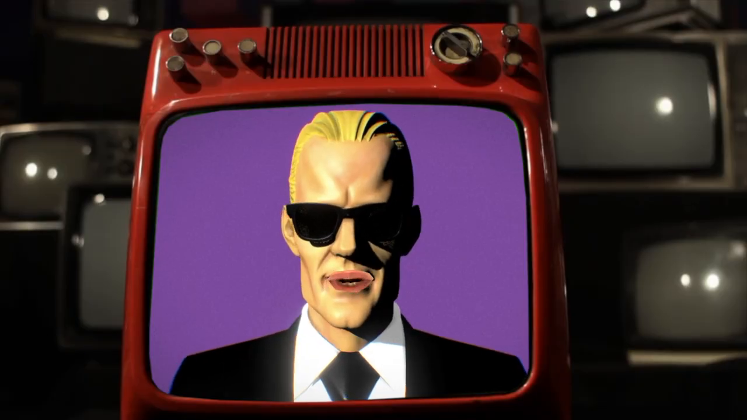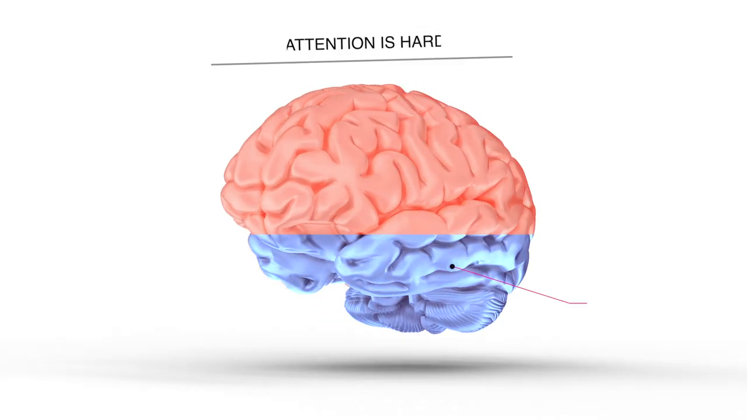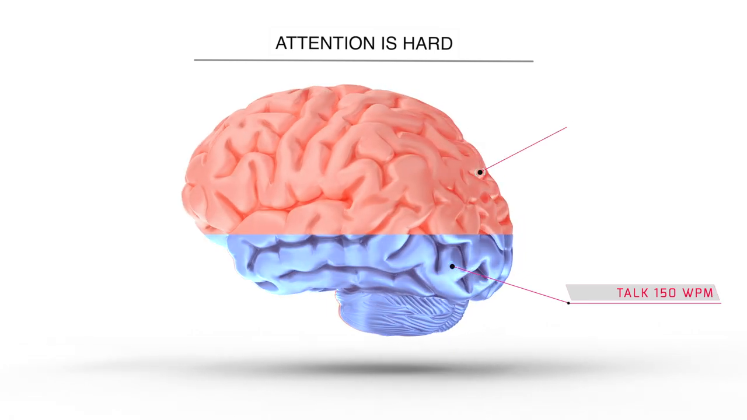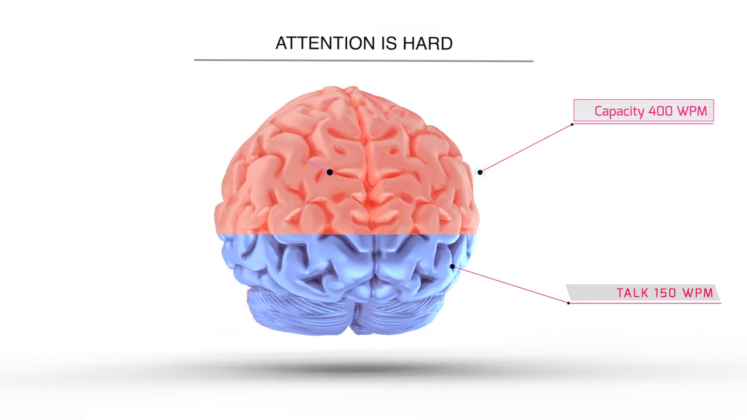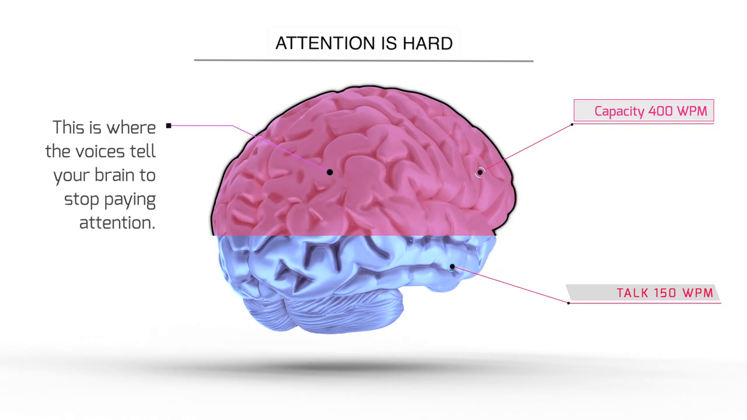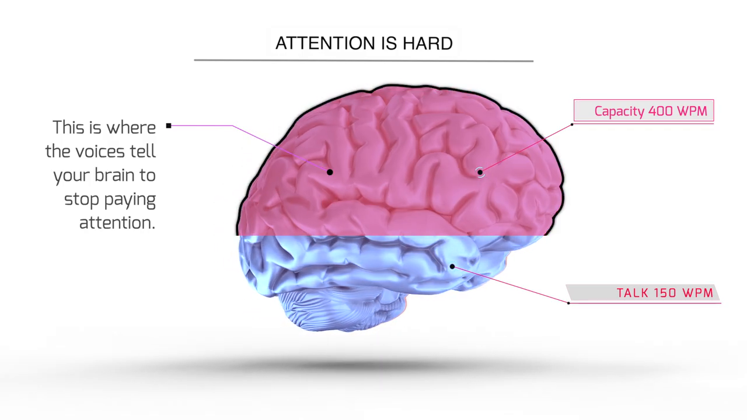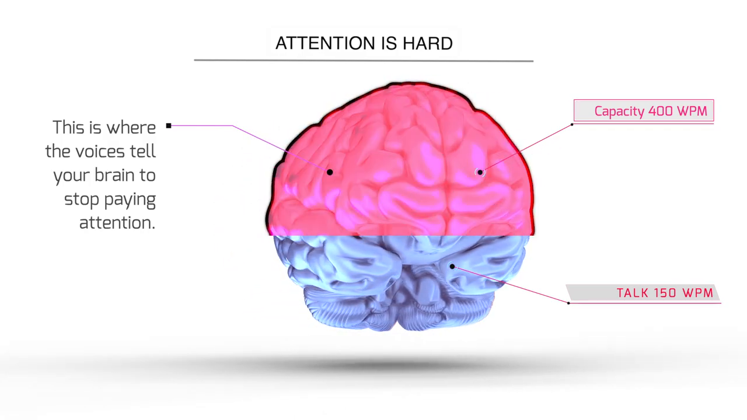Attention is already really hard. You typically speak at 150 words a minute. The brain can process up to 400. In this gap is where the mind starts to wander. The tiny little voices in your head that tell you to stop paying attention.